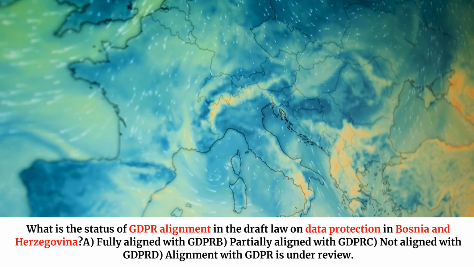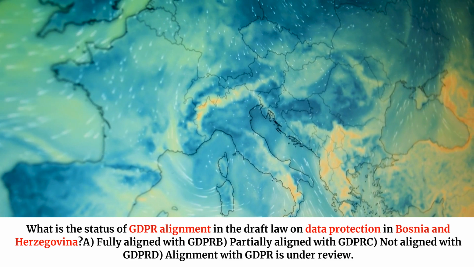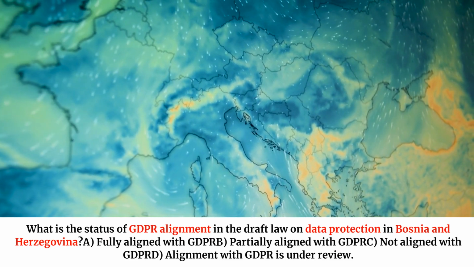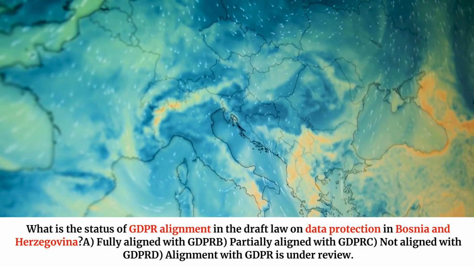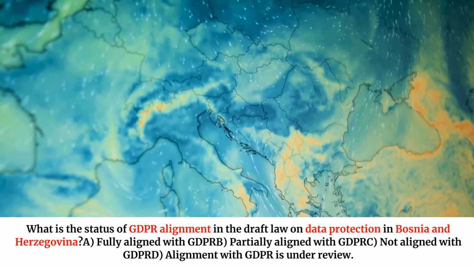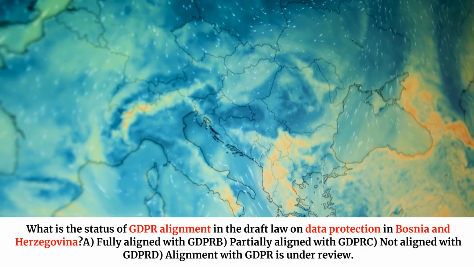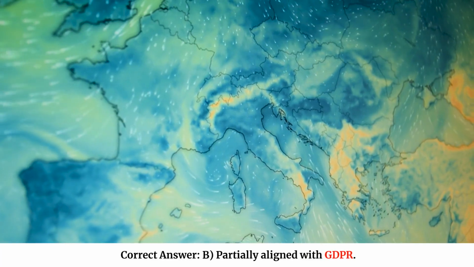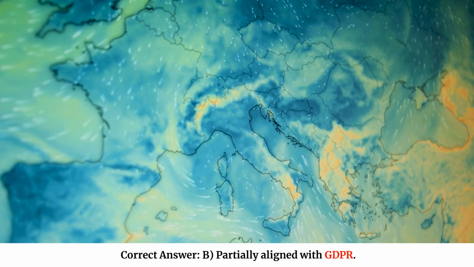What is the status of GDPR alignment in the draft law on data protection in Bosnia and Herzegovina? A. Fully aligned with GDPR. B. Partially aligned with GDPR. C. Not aligned with GDPR. D. Alignment with GDPR is under review. Correct answer. B. Partially aligned with GDPR.